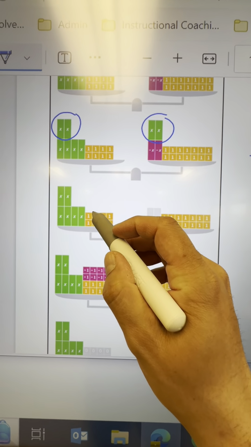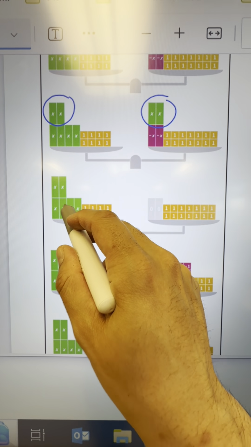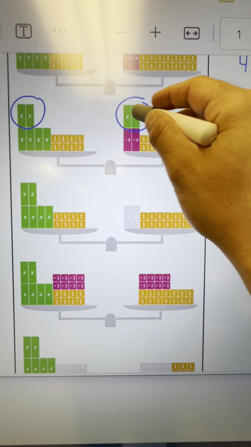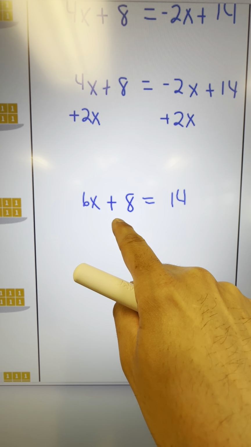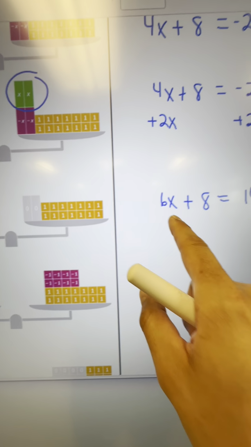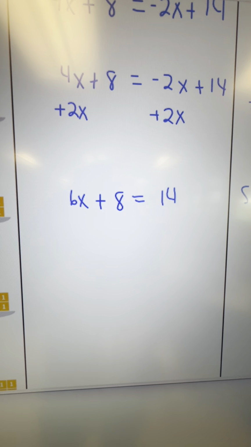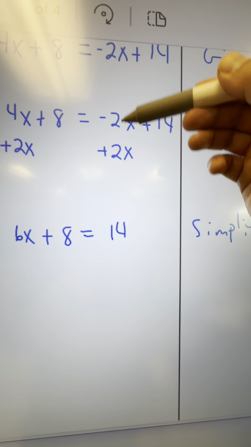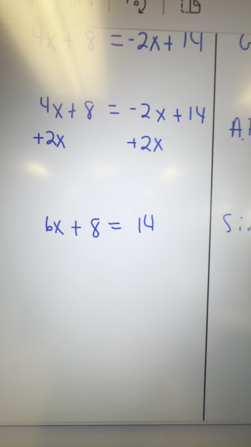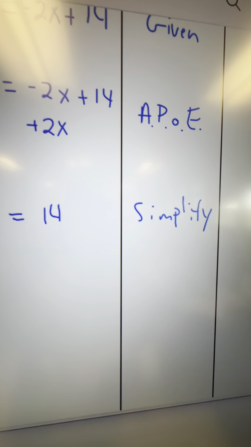Now in the next step, you can see here that we end up just combining the like terms. So here they combine these together and that forms a 0 pair. And over here, nothing cancels out. So we're just left with 6 x's, 8 ones, and 14 ones on the right. So 6x plus 8 equals 14. So notice they just combined these together to get 6x. Combine these 0 pairs, they cancel each other out, and we're left with just the 14 ones. And this is called simplifying when we do that.